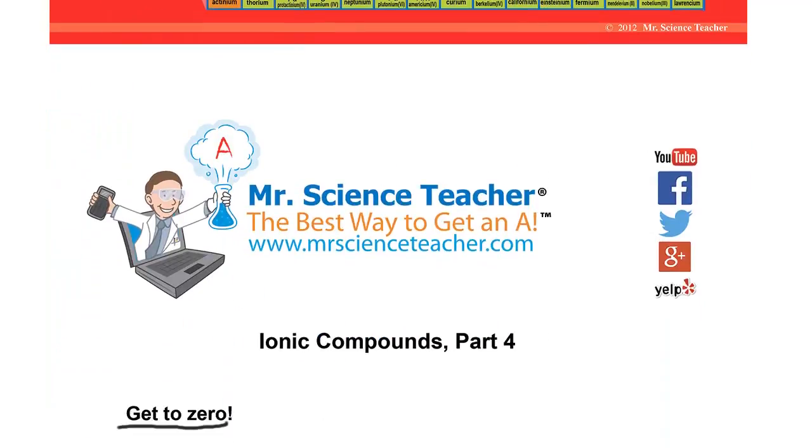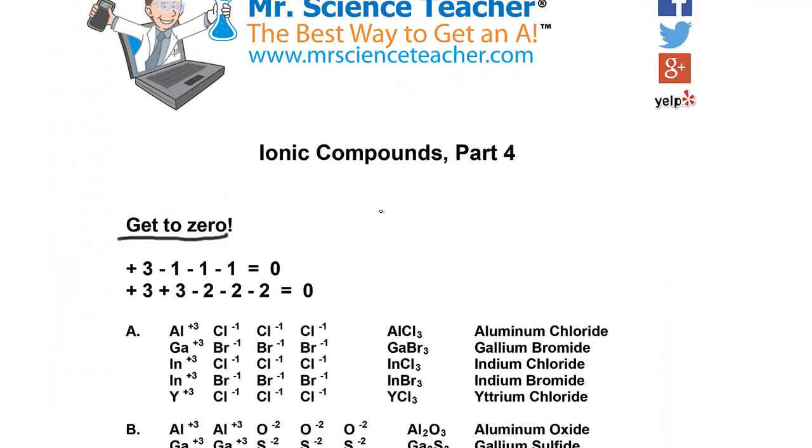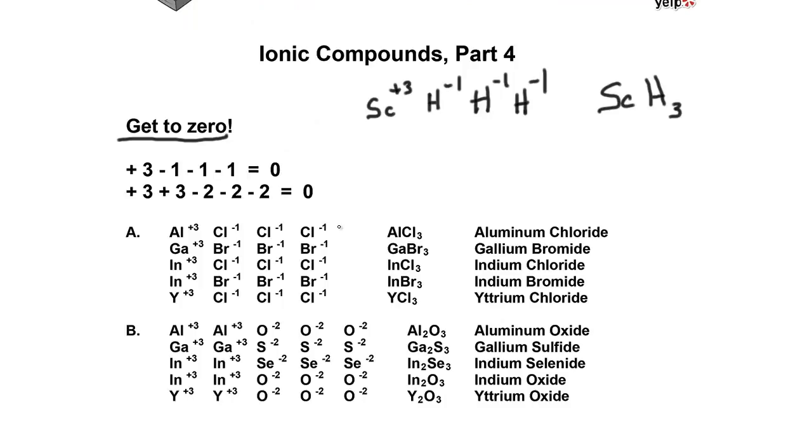Scandium hydride. So if we were to use that mathematical relationship, scandium, which is a plus 3, and hydride, which is a minus 1, we would need 3 of these hydrides so that we could follow the mathematical formula plus 3 minus 1 minus 1 minus 1 equals 0. So it would be scandium, and it has a subscript of 1, but that's understood, so we don't write it. And then we have our hydride, and we have 3 of them. So the name of this compound would be scandium hydride. So let's go to our second math equation.